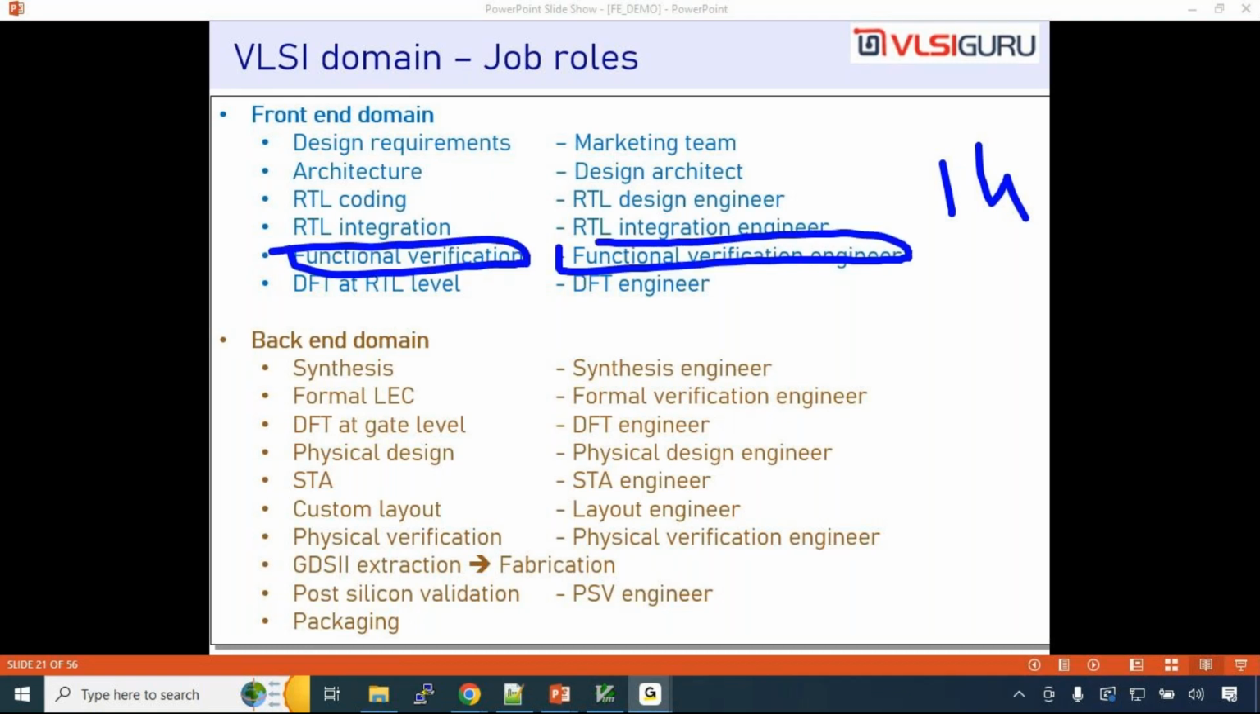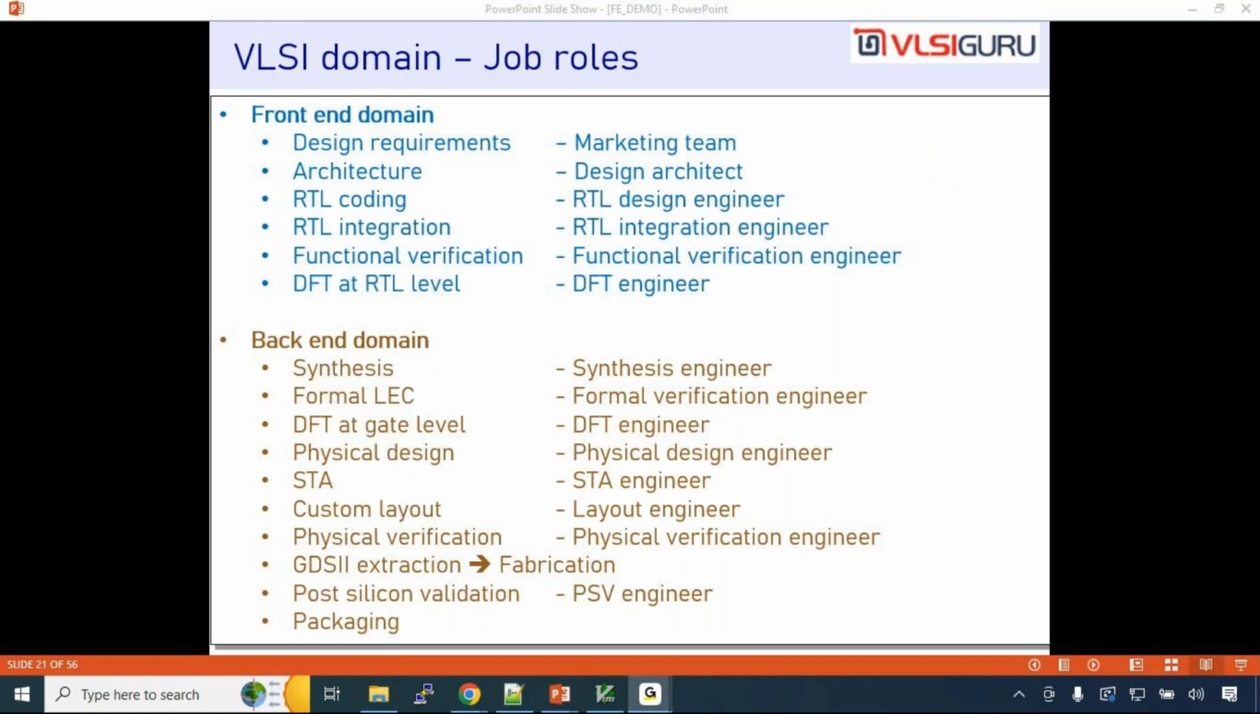I only did this work, nothing else. During my job, if I didn't have this institute, I don't know what this is also. I only did functional verification throughout 14 years, nothing else other than that. Then I know my friends who are only doing DFT, nothing else.